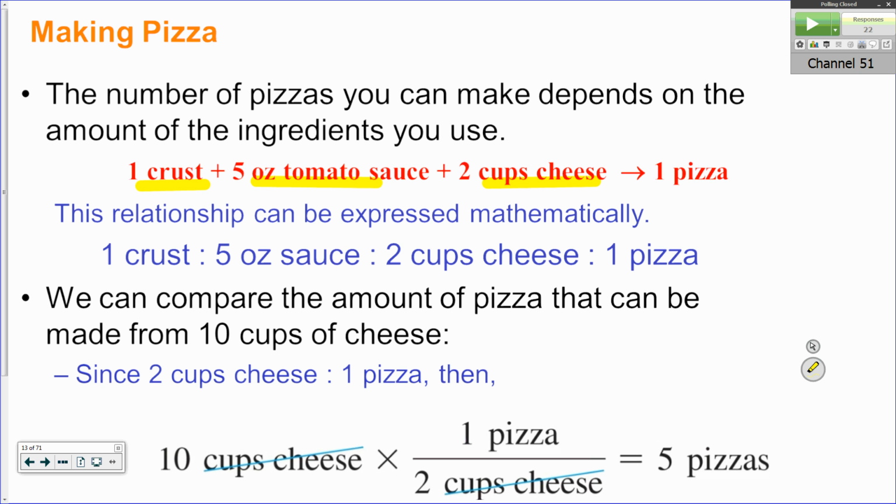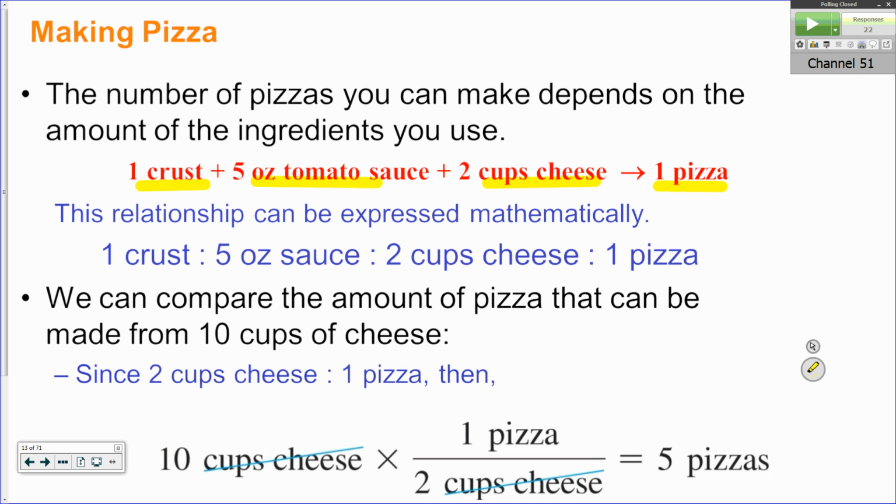When my kids were in middle school or grade school, they walked them as a class group to Domino's, and they all made their own pizza. Then they brought the pizzas back and ate them in the school cafeteria. Ever since that experience, we make pizzas at the house on occasion. The ratio that they use for the ingredients, at least with this recipe, is 1 crust with 5 ounces of tomato sauce and 2 cups of cheese. That's the contents to make 1 pizza.